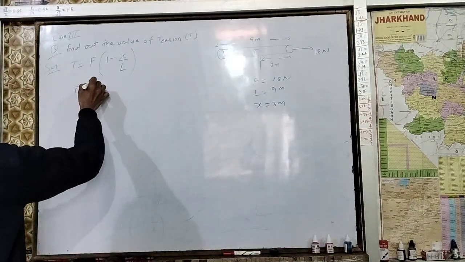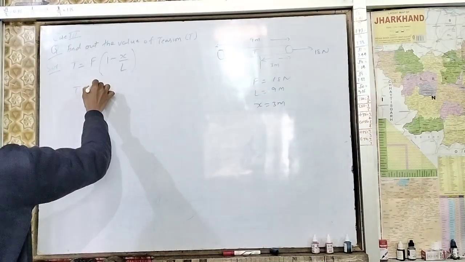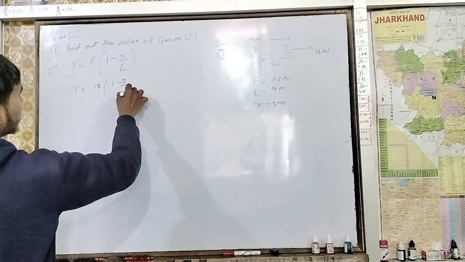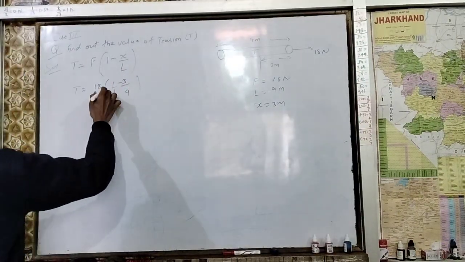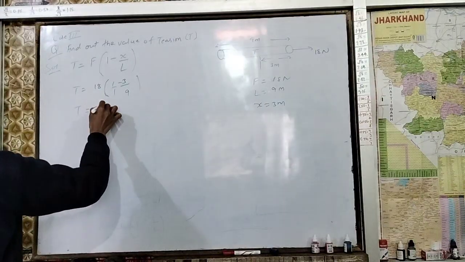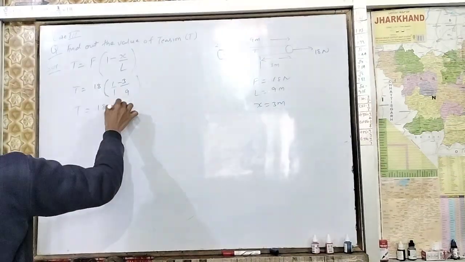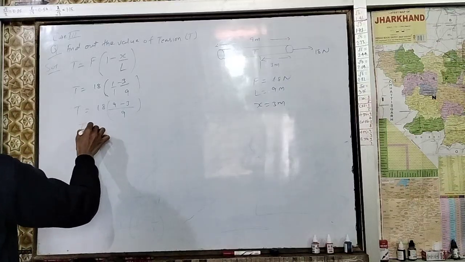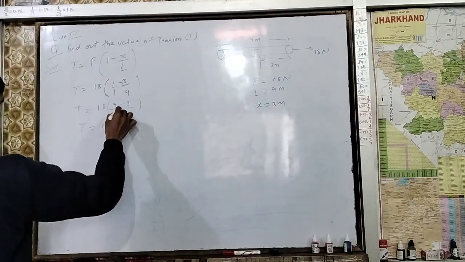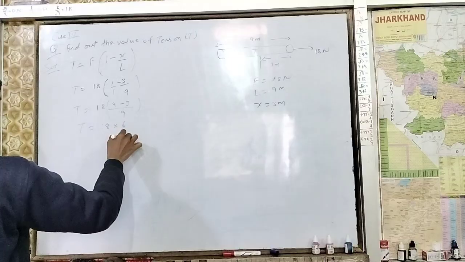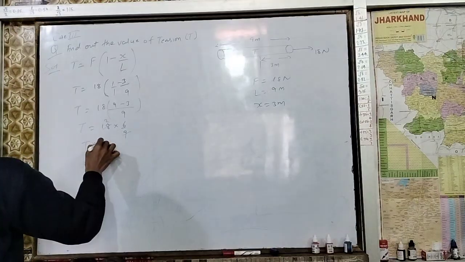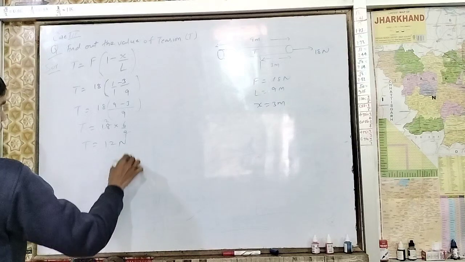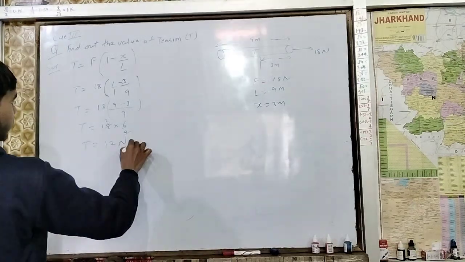So to calculate T, F is 18, x is 3, L is 9. That's it. So 18 times (9 minus 3) upon 9. T will be 18 multiplied by 6 upon 9. 9 into 2 is 18, so T comes to 6 into 2, 12 Newton is the tension force. This is our final answer.